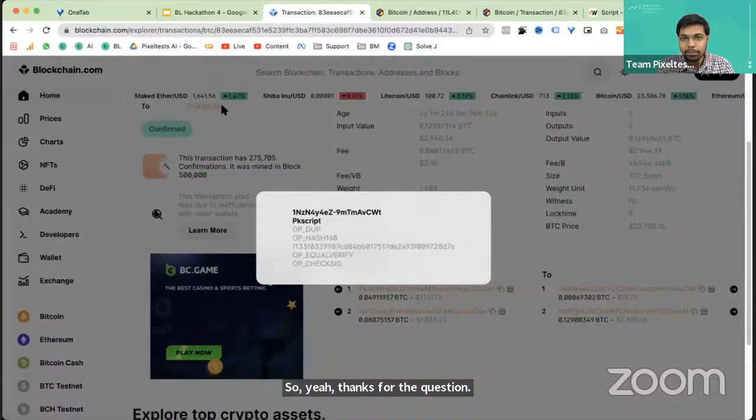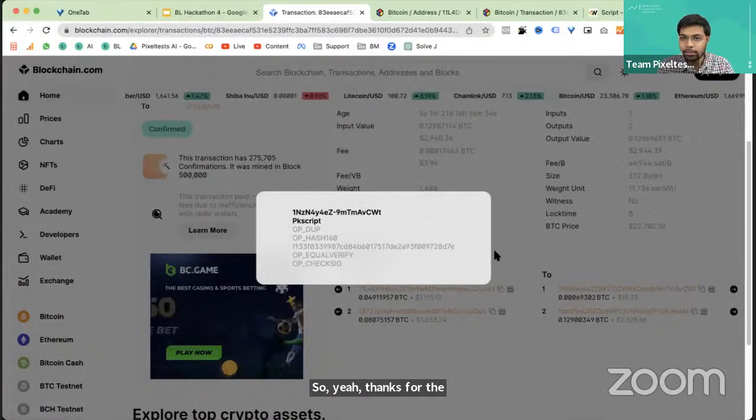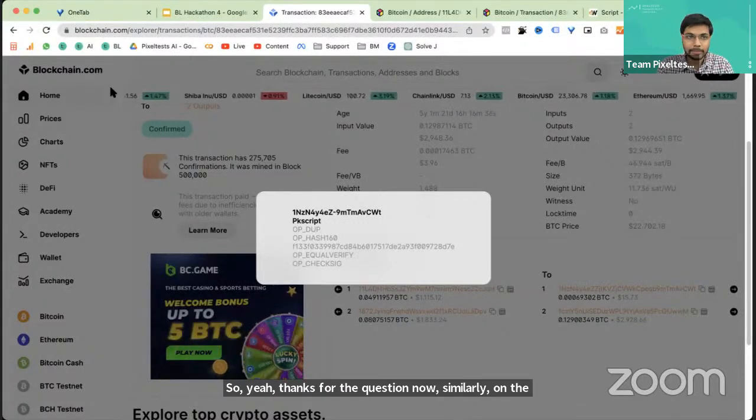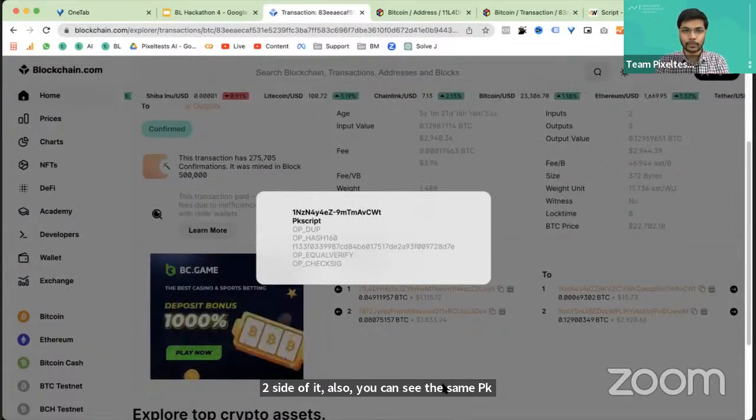Now, similarly, on the two sides of it also, you can see the same PK script, right? That is what we have understood, right? Now let us try to understand what each of these are trying to do, right? So we'll also understand a little more about stack, right?